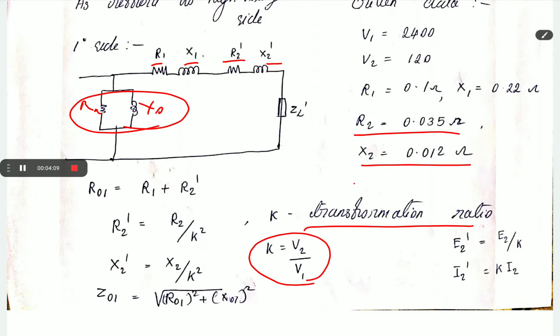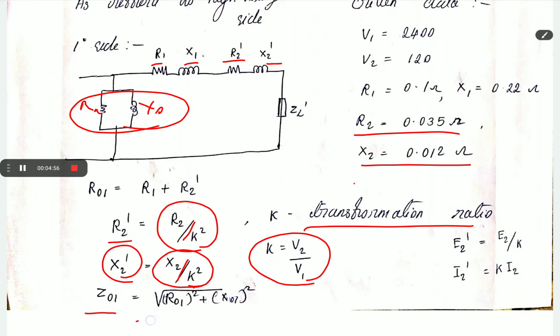What we have to do to get the value as referred to primary, we have already proved. If you take K as V2 by V1, you can just learn it this way. When we transfer to the primary side, if we are transferring resistance and reactance, just divide it by K square. If you want to transfer secondary resistance R2, then it becomes R2 dash on the primary side. So R2 by K square will give you R2 dash. And also if you want the reactance as referred to primary side, just divide it by K square. So X2 by K square will give you X2 dash.